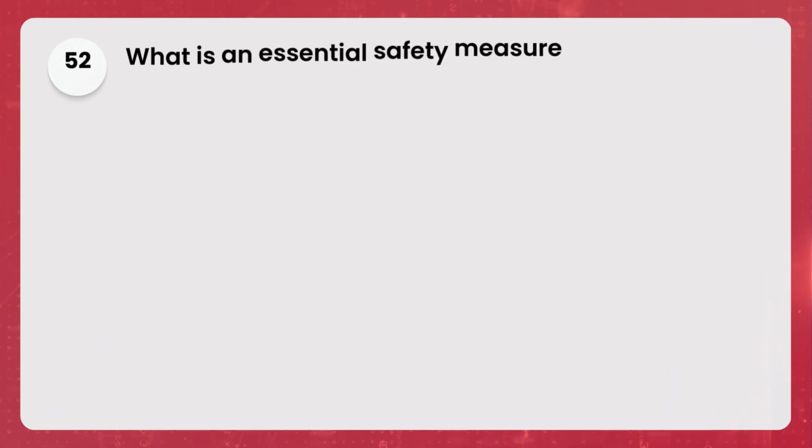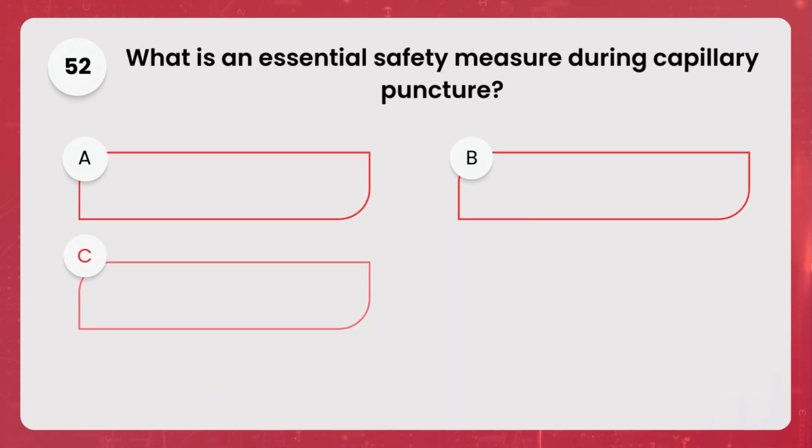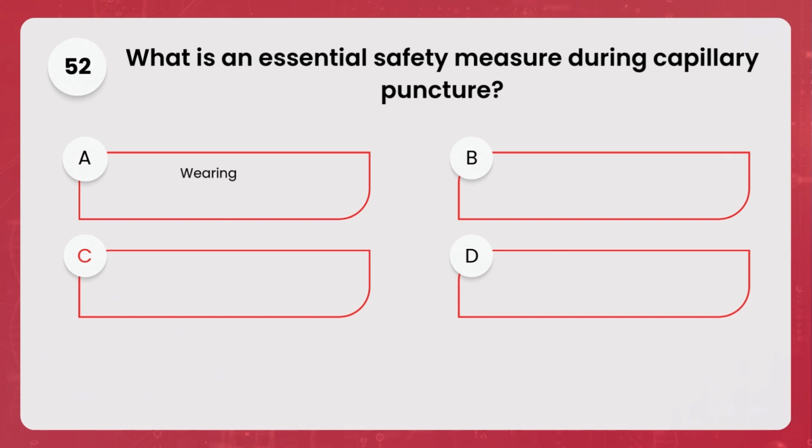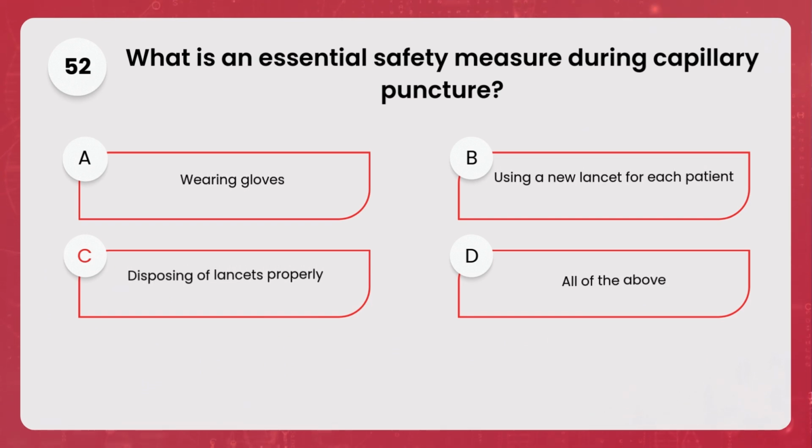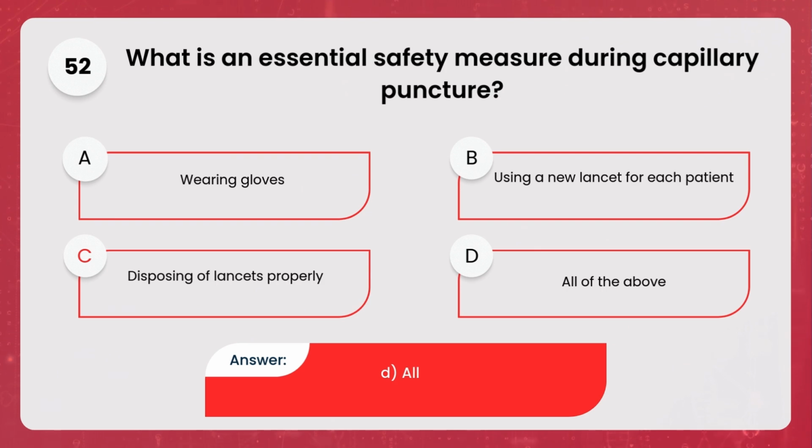Number 52. What is an essential safety measure during capillary punctures? A. Wearing gloves. B. Using a new lancet for each patient. C. Disposing of lancets properly. Or D. All of the above. The answer is D. All of the above.